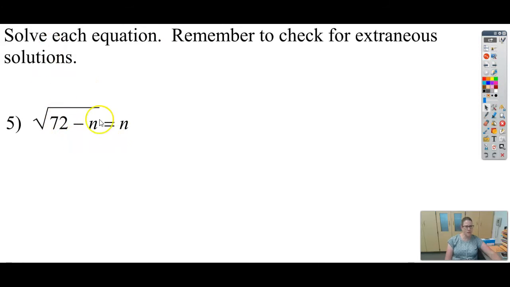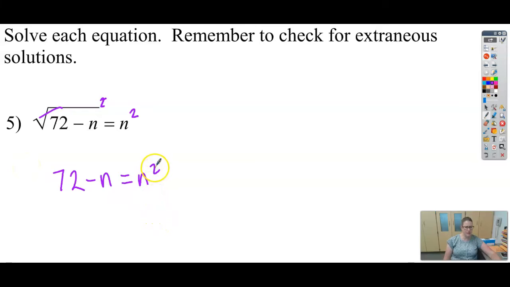Okay, so on this one, I have a variable over here as well as over here. But still, I want to get rid of the square root first, so I'm going to square both sides. And that gives me 72 minus n equals n squared, right? The square and the square root will cancel one another.